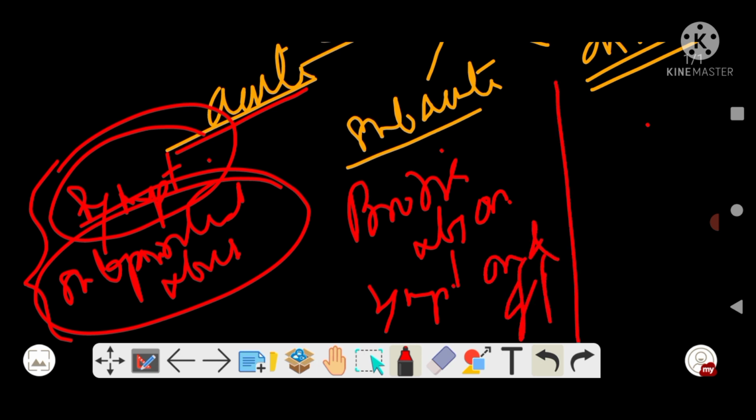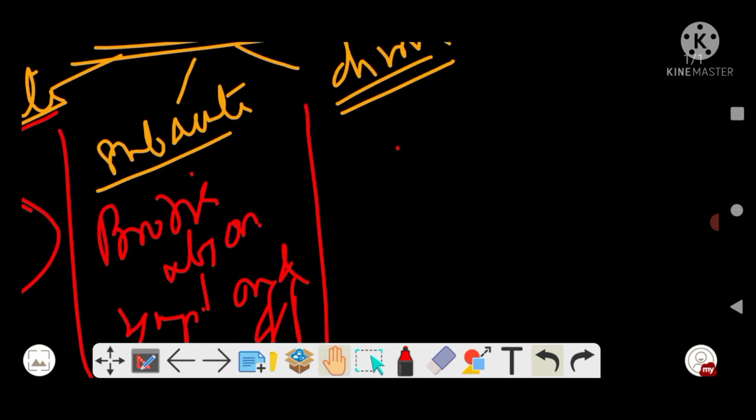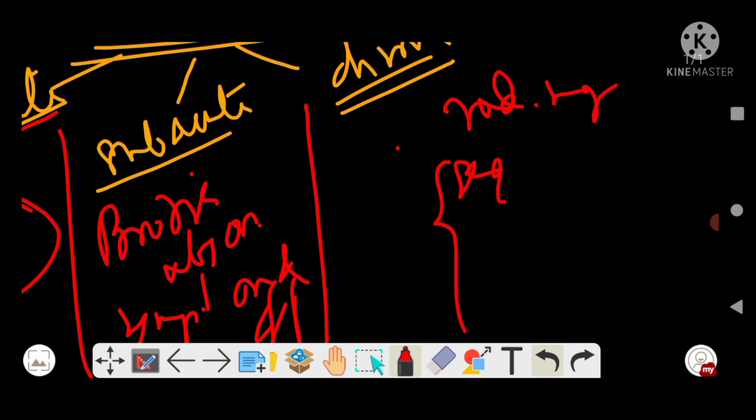If I talk about chronic osteomyelitis, that is where maximum questions are asked, because there you can find radiological signs. There you can find three important things: one is sequestrum, one is involucrum, and one is cloaca. These three important things you will find in radiology, and I will show you this in one of the x-rays.